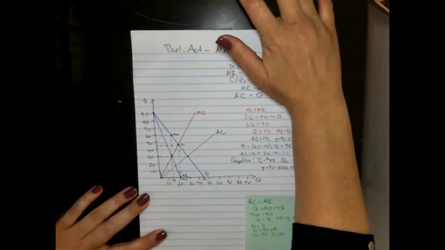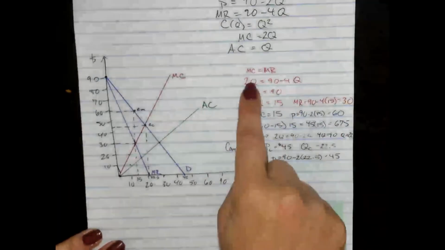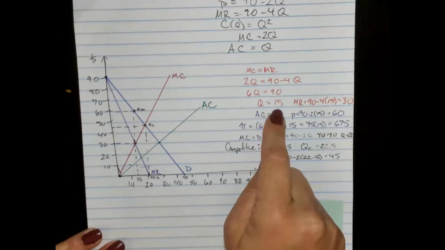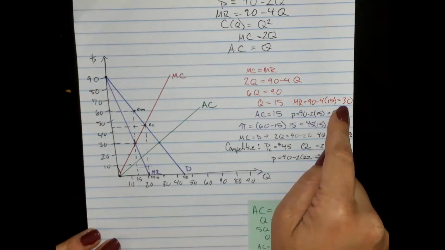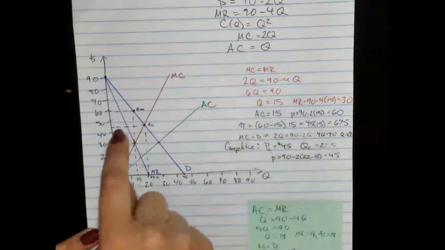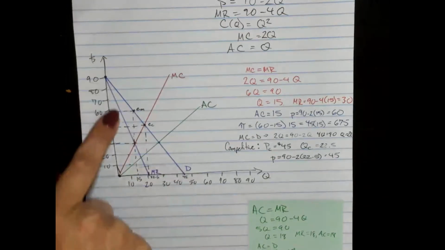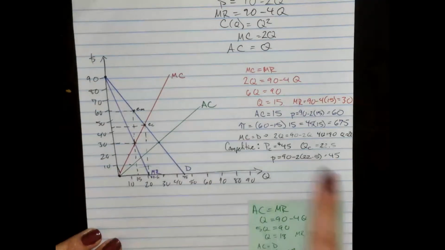And then if we zoom in a little bit more, I solve for the equilibrium by setting marginal cost equal to marginal revenue, which gives us a quantity of 15. Inserting that into the marginal revenue curve gives us a marginal revenue of 30. We could also have inserted it into the marginal cost function, and that gives us our equilibrium. And so I've got our demand curve, marginal revenue curve, marginal cost curve, and average cost curve here.